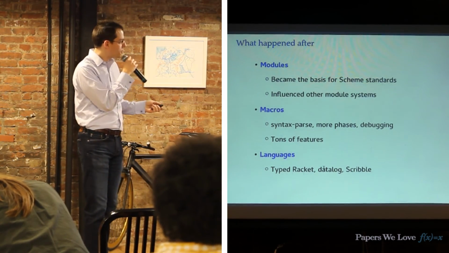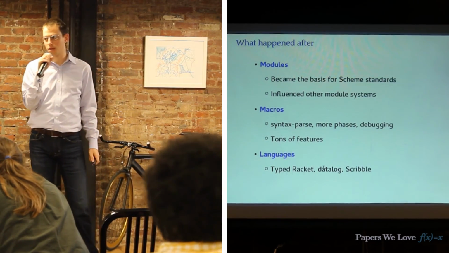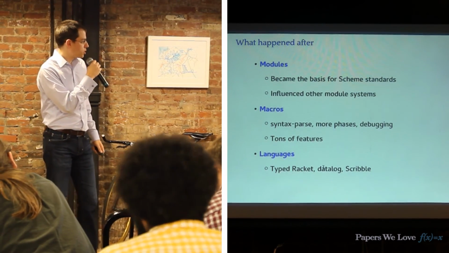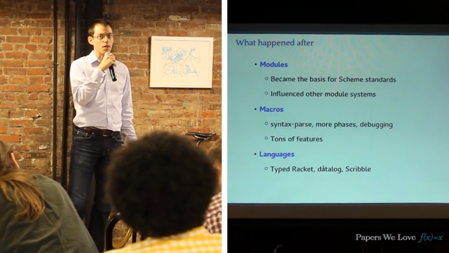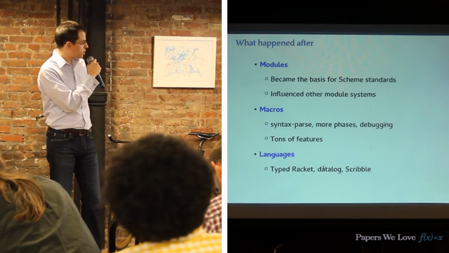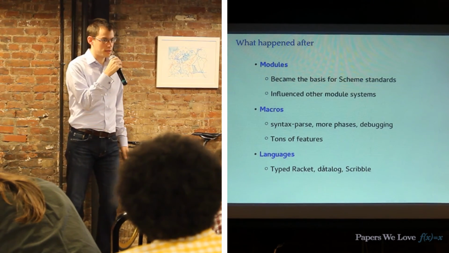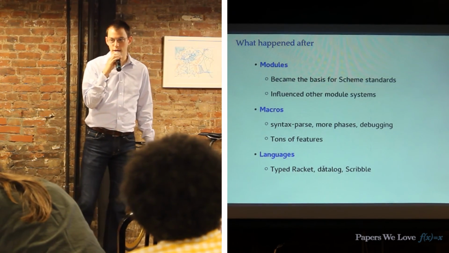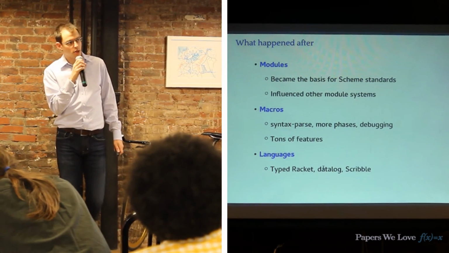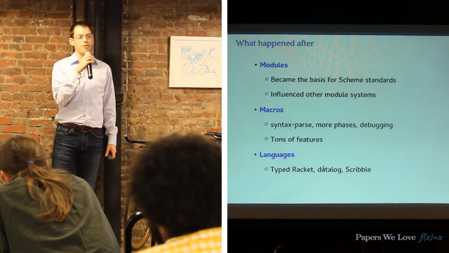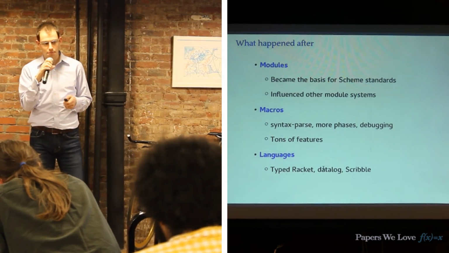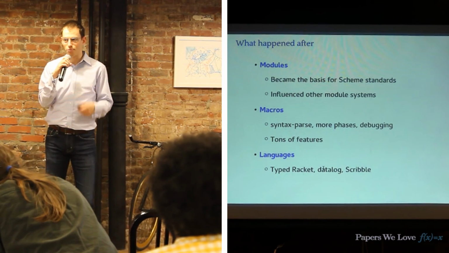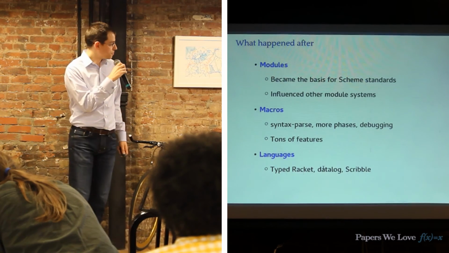So the macro system has also evolved in a lot of ways since 2002. We've developed a bunch of tools for writing better macros, like the syntax parse system and the macro stepper debugger, which are really valuable for understanding the complexity of the macro system. There's a lot more features that have been added to the macro system to make things easier. Turns out that there's better ways, for example, to do that record example than compile time tables.